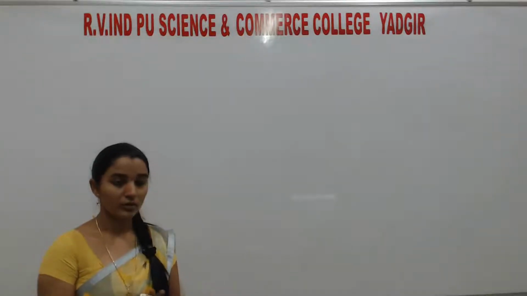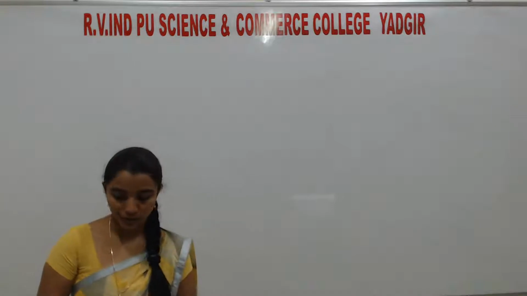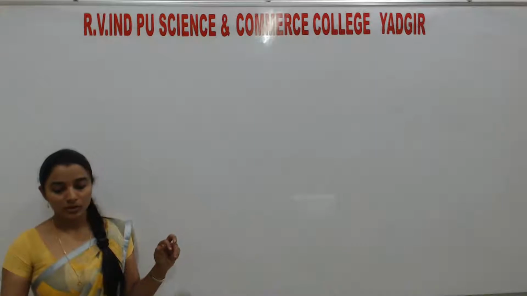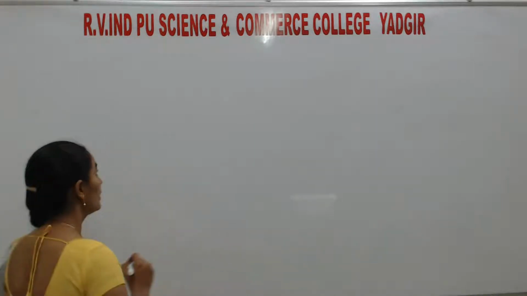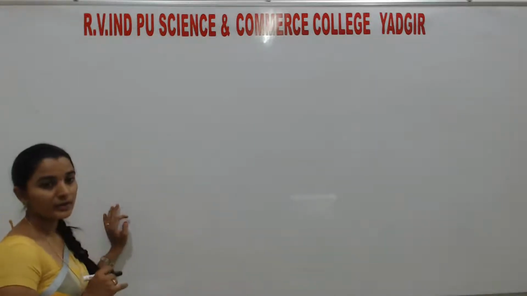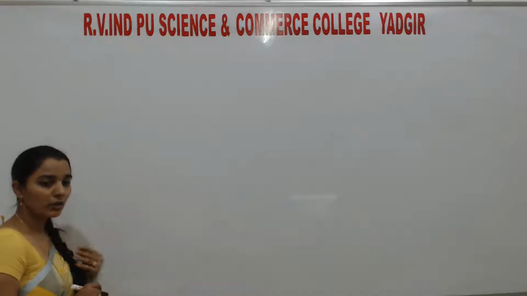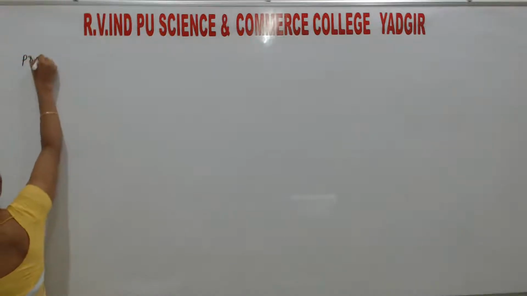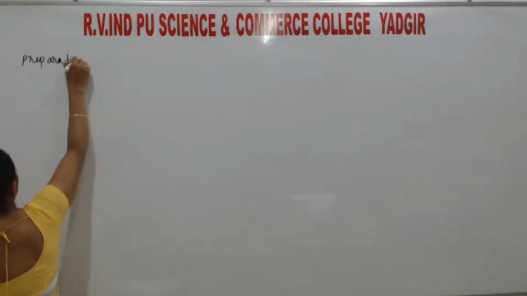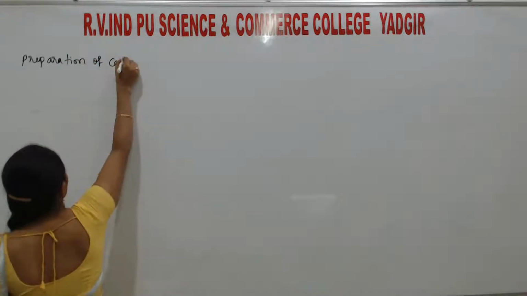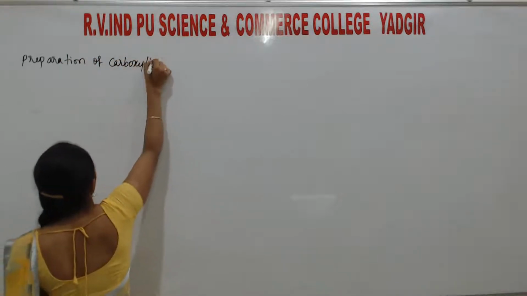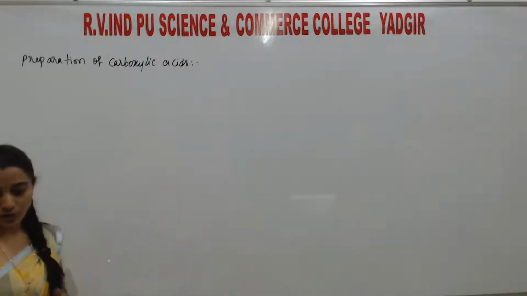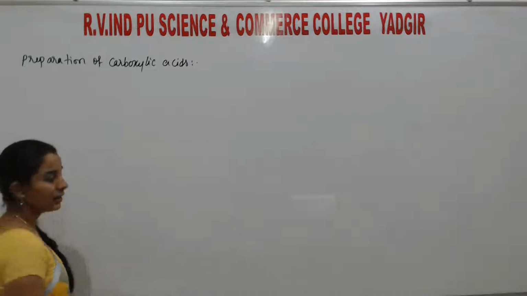Good morning students. In the last class we discussed the chemical properties of aldehydes and ketones. In today's class we are going to discuss the preparation, because nomenclature I already covered in the previous video. So I will directly go with the preparation of carboxylic acids. In this preparation of carboxylic acids, 5 types are there.